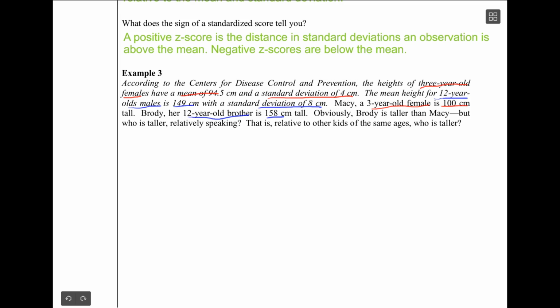So let's take a look at Macy. For Macy, her z-score is going to be her height, which was 100 centimeters, and then we're going to subtract the mean of other children, or specifically girls, her age, and we're going to divide that by the standard deviation, which is 4. So when I subtract, I get 5.5 divided by 4, and then her z-score is 1.375.